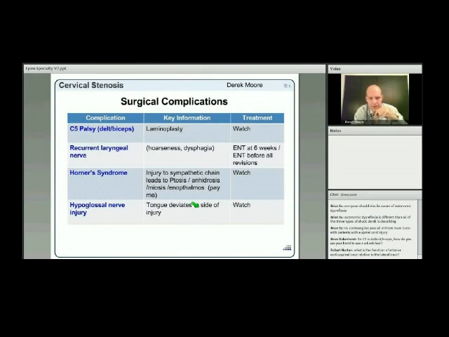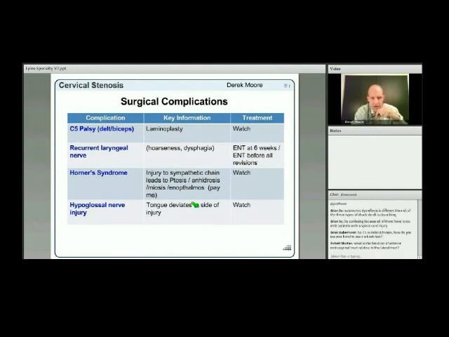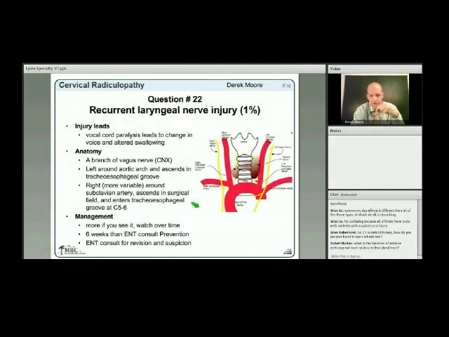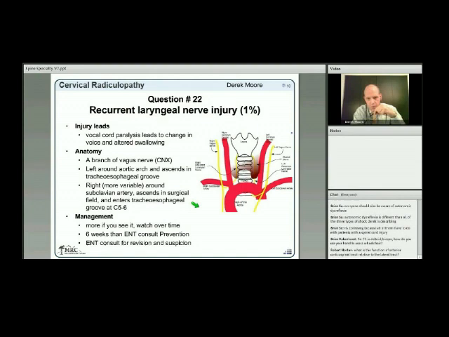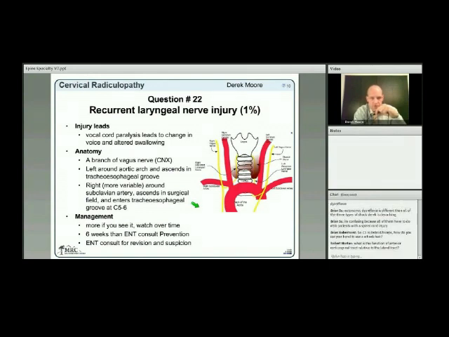So again, you need to know your complications of cervical spine operations. You need to know C5 palsy, which is associated with posterior procedures. And the anterior complications you need to be aware of are recurrent laryngeal nerve injury, Horner syndrome, and hypoglossal nerve injury. So in this patient, she has difficulty swallowing, and one of her vocal cords is not working. So we know that she has a recurrent laryngeal nerve injury. You need to be familiar with this complication. Recurrent laryngeal nerve injury leads to vocal cord paralysis, as well as change in voice and altered swallowing.